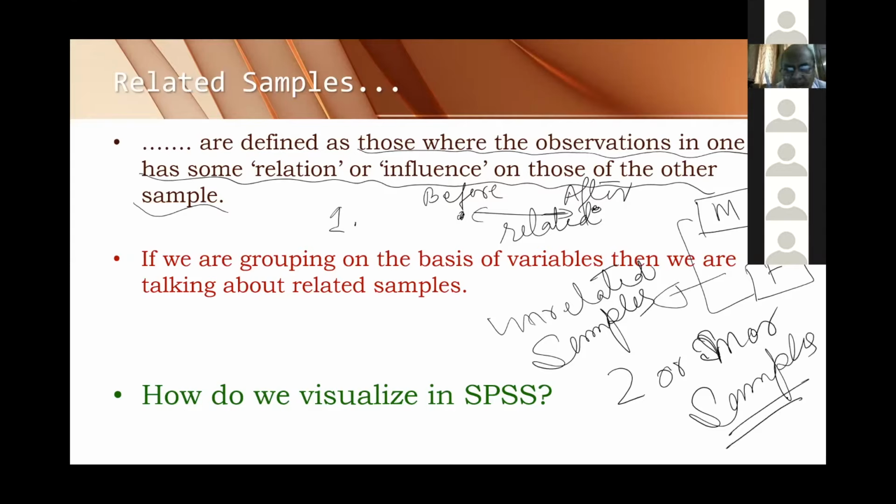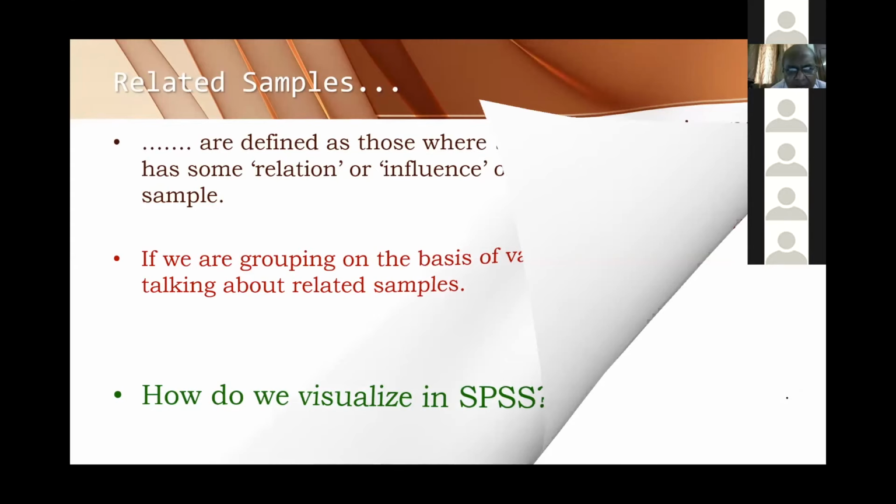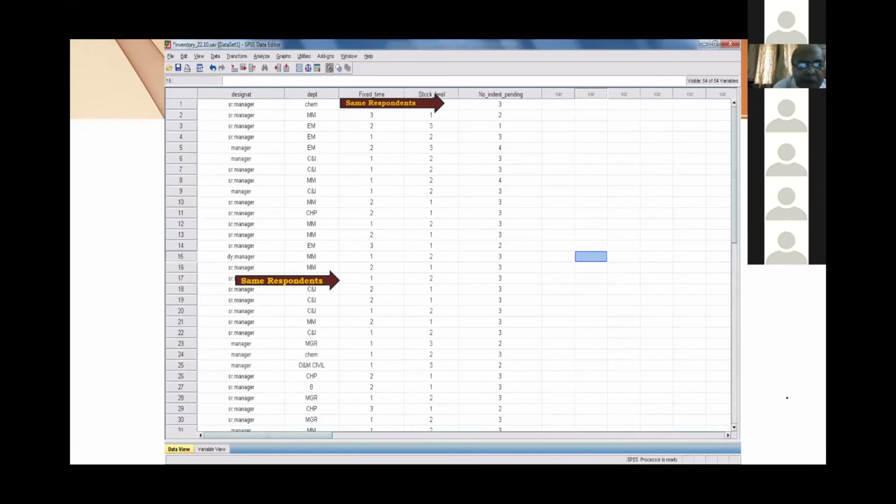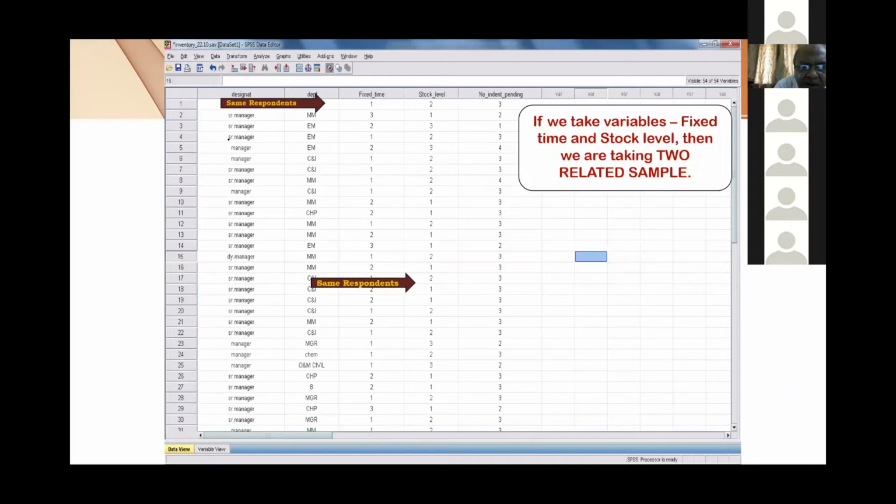Accordingly, you must apply the appropriate test. Normally, related samples are related to the same respondent, same company, for example. Same respondents, and that's a typical example of related samples. And unrelated samples are independent, where you will find samples have nothing in common. One has no influence on the other. How do we visualize it in our SPSS? Let's have a look at that. If you have data, same respondent, like this.